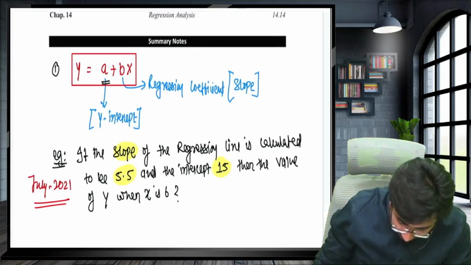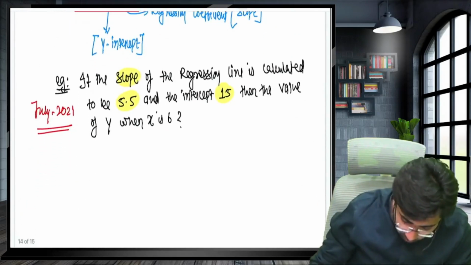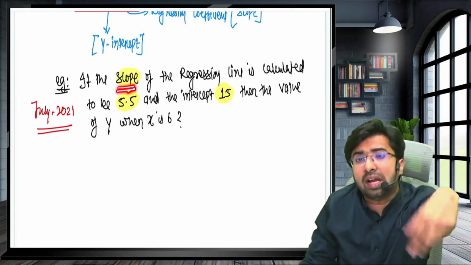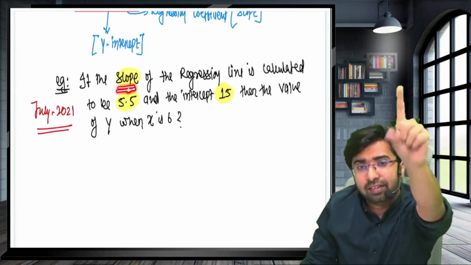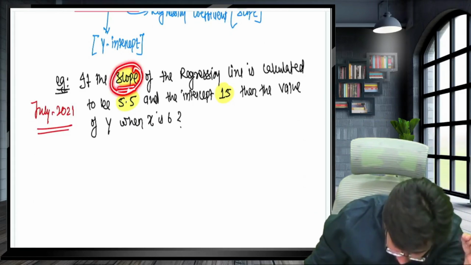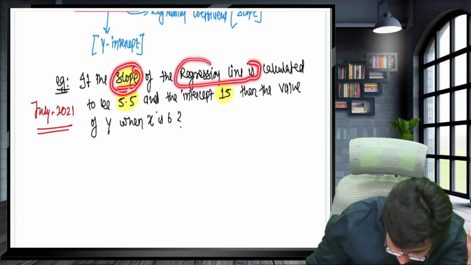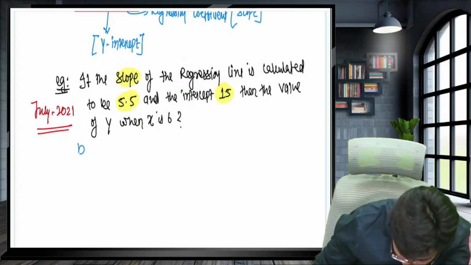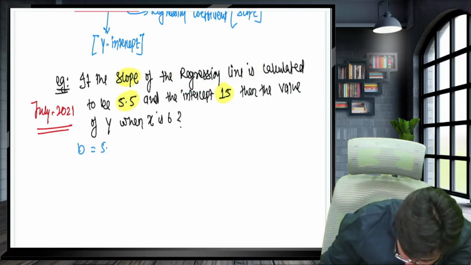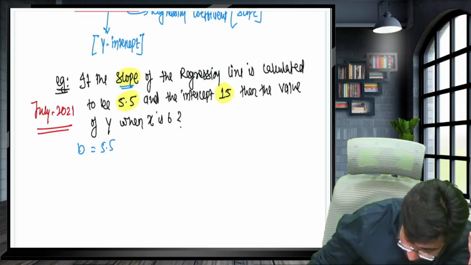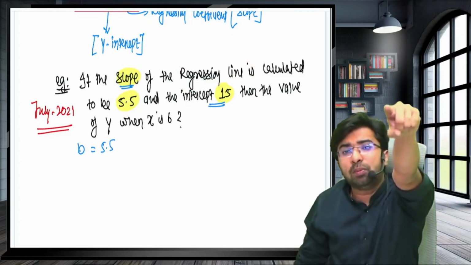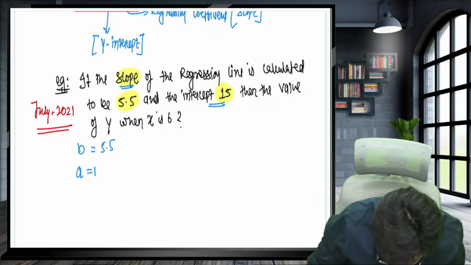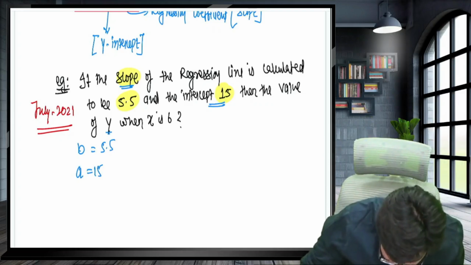Guys, now they have asked one question in July. They have not used the word regression coefficient. They have used the words: if the slope of the regression line is calculated to be 5.5. Guys, just tell me what this is given. B, say yes or no. And the y-intercept is given. What do you mean by y-intercept? A. Then the value of y when x is 6.